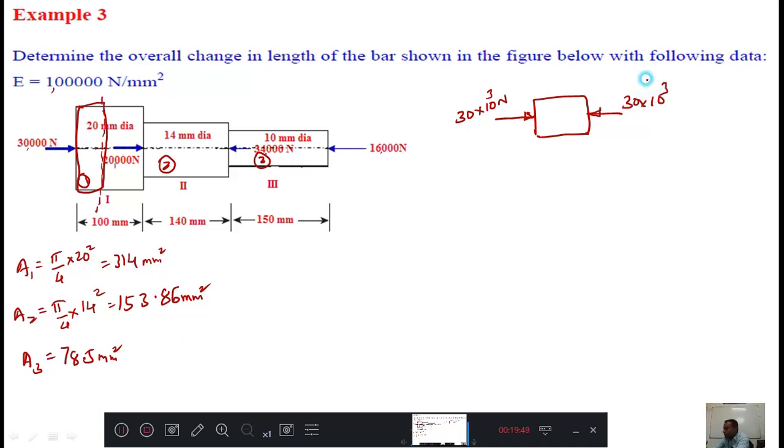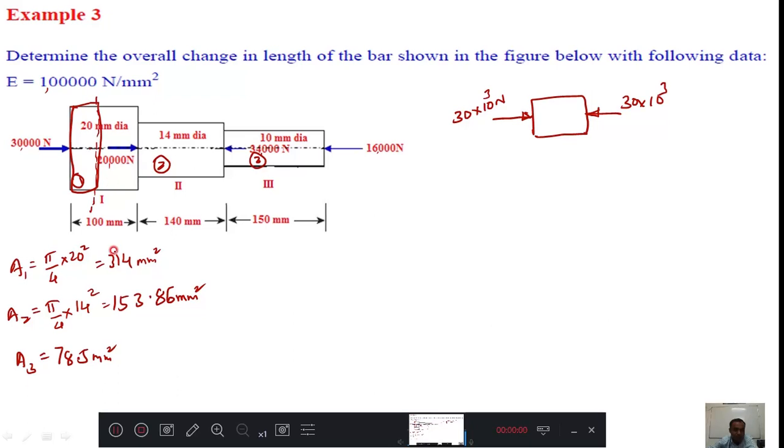That is also 30,000. One more thing we need to check before going ahead. Check it here: 30,000 going in this direction, 20,000 going in this direction, 34,000 going in this direction, and then 16,000 going in this direction. 34 plus 16 is 50, 30 plus 20 is also 50, therefore 50-50 cricket match.